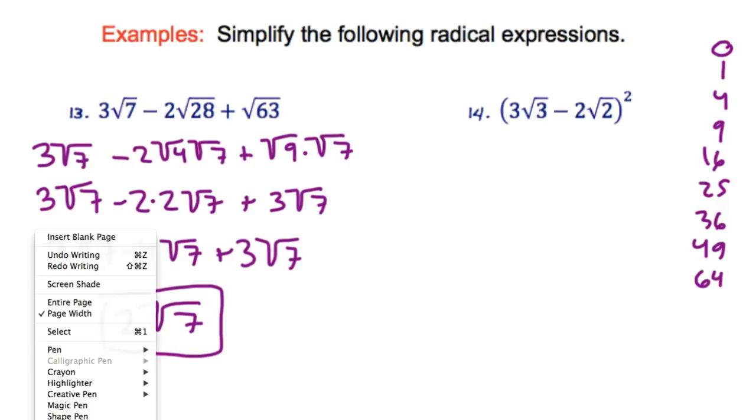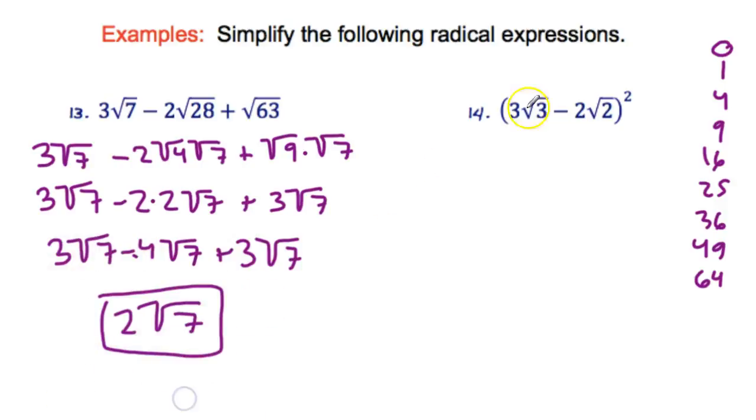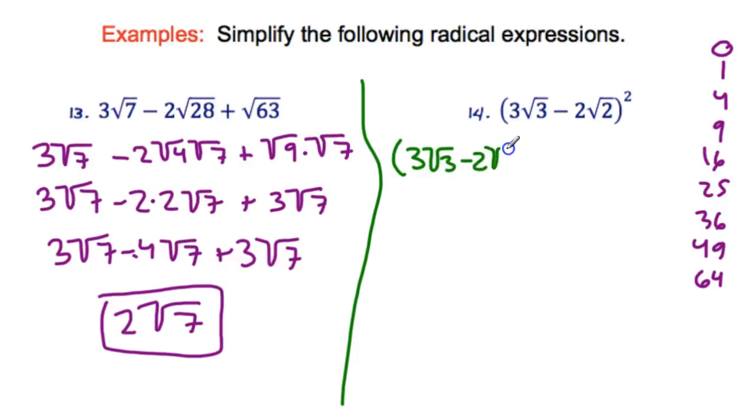Alright, this one over here. Let me change my color. When you have something that's squared, right, you just write it by itself as this multiplied by this. So if I write the whole thing down, it's going to be 3 radical 3 minus 2 radical 2 times the 3 radical 3 minus 2 radical 2. So this is the same as it is on the top.